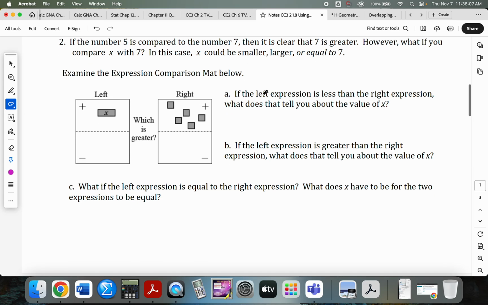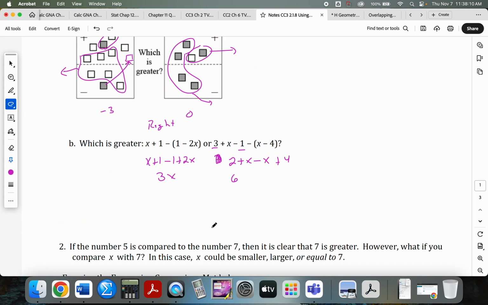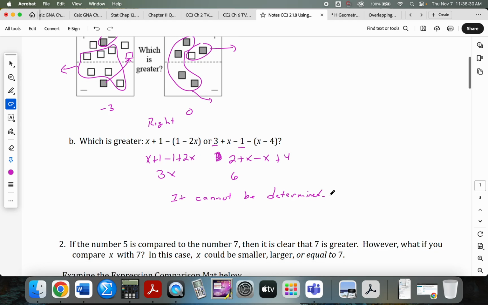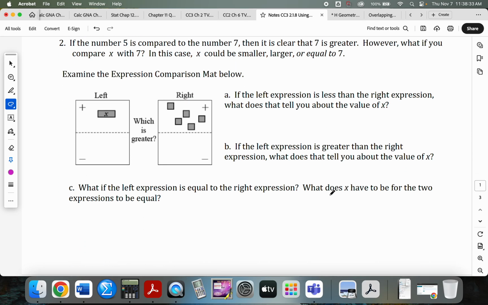All right. So the answer here is it cannot be determined. We just have no way of knowing. So let's dive into that a little bit more. If the number 5 is compared with the number 7, it's pretty clear that 7 is bigger. However, if you want to compare x with 7, x could be bigger, smaller, or equal to 7.